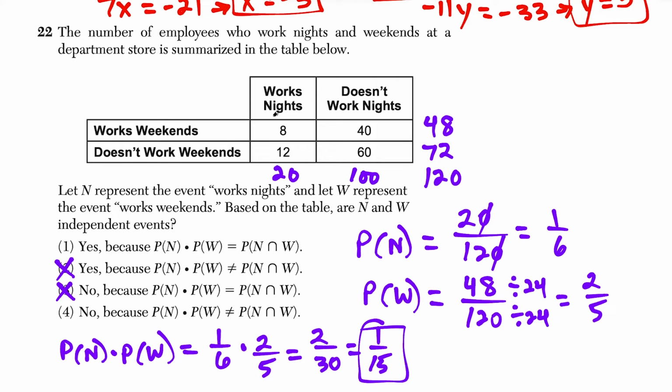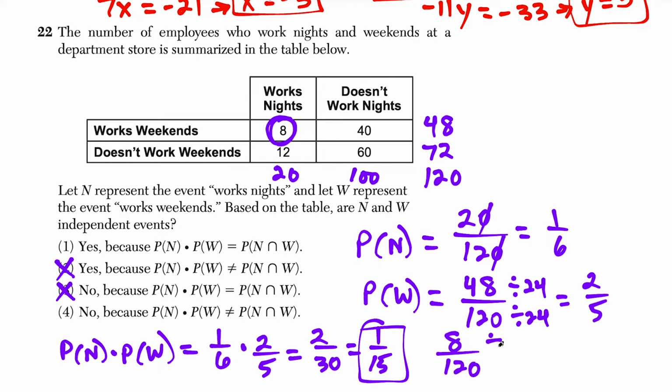So the people that work nights and weekends are the overlap of the work nights column and the work weekends row. And that's going to be this entry here. There are 8 people that work nights and work weekends. Okay. And that's 8 people out of the total 120.